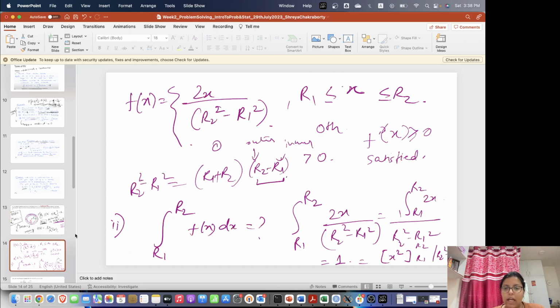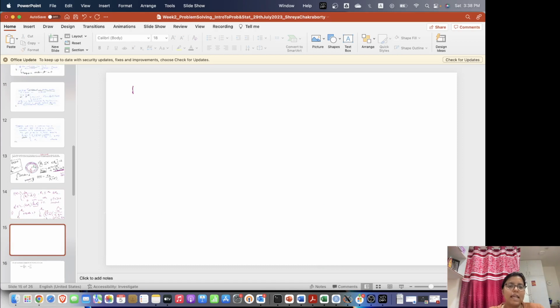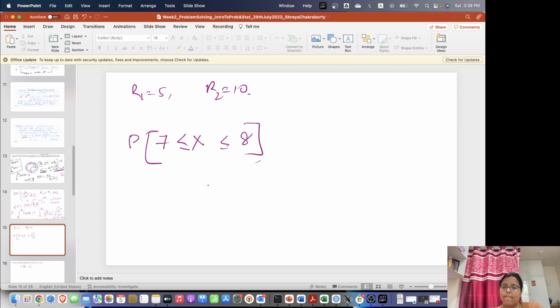Okay, thank you, ma'am. So now if it is asked that, let's say R1 is 5, R2 is 10, then find the probability that 7 is less than x less than or equal to 8. So how am I going to do it? Because my fx is this, 2x by R2 square minus R1 square.